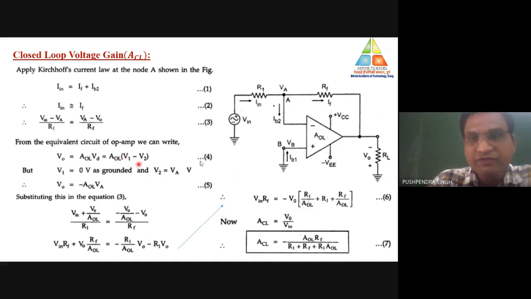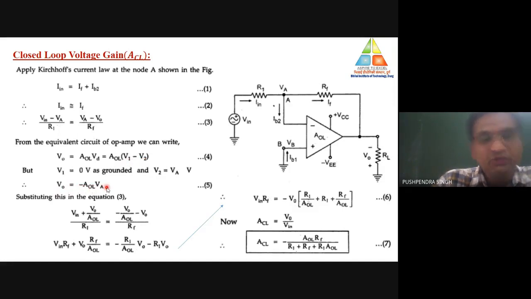Now what is the value of V1? V1 is the non-inverting terminal voltage, and this non-inverting terminal is connected to ground. That is, the value of V1 is equal to 0, since it is grounded. Now what is V2? V2 is the inverting terminal voltage, and this V2 is nothing but VA. Now substitute V2 equal to VA. From this equation number 4, after substituting V1 equal to 0 and V2 equal to VA, the value of V0 is how much?